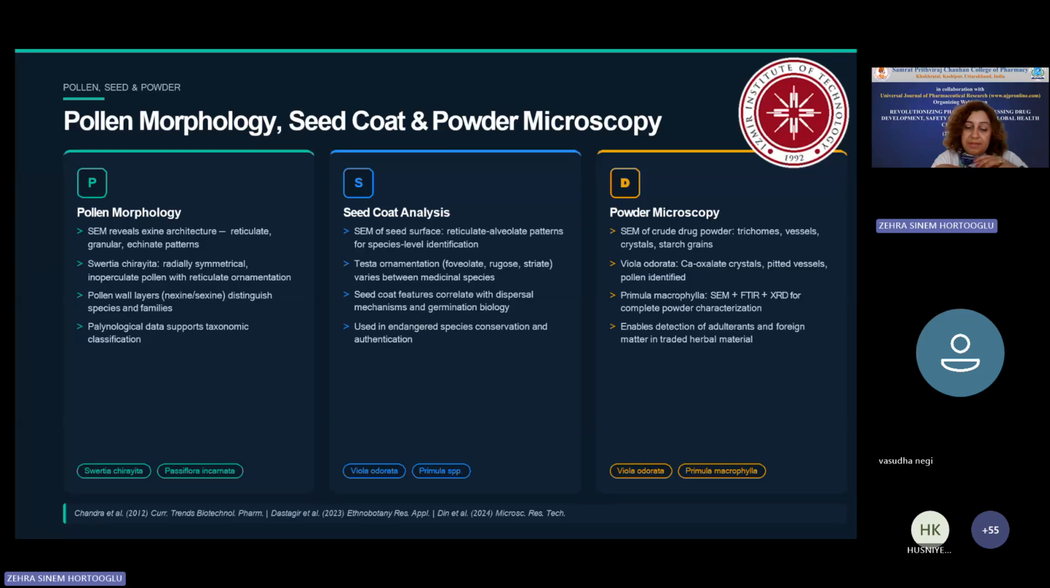Seed coat features correlate with dispersal mechanisms and germination biology, used in endangered species conservation and identification. With powder macroscopy, we look at crude drug powder, for example trichomes, vessels, crystals, and starch grains.